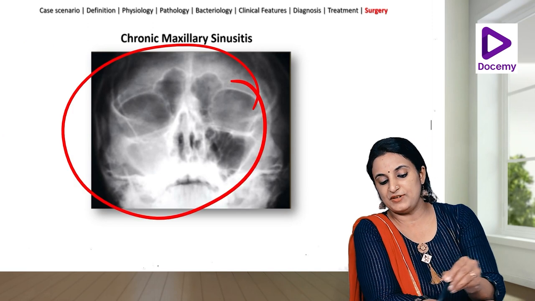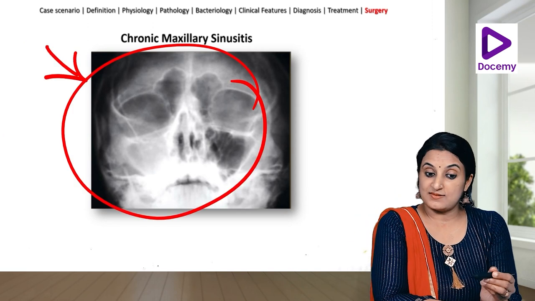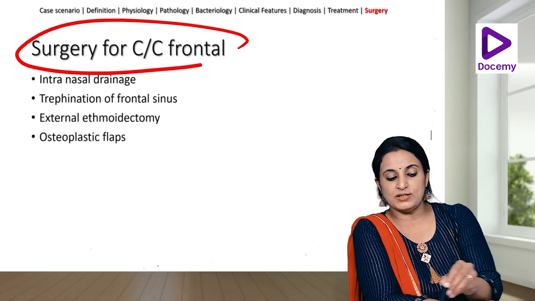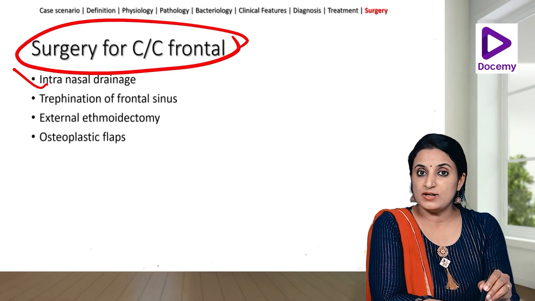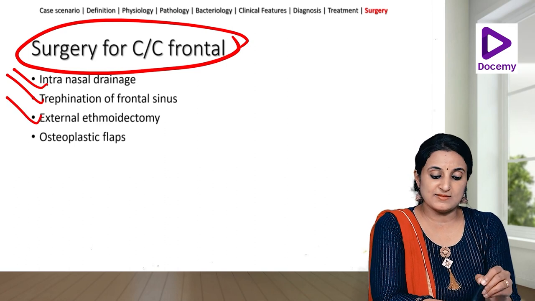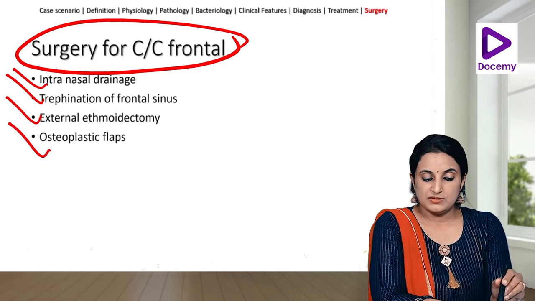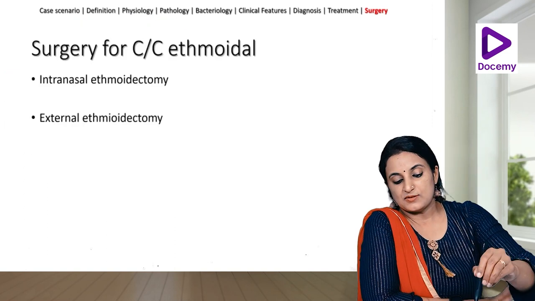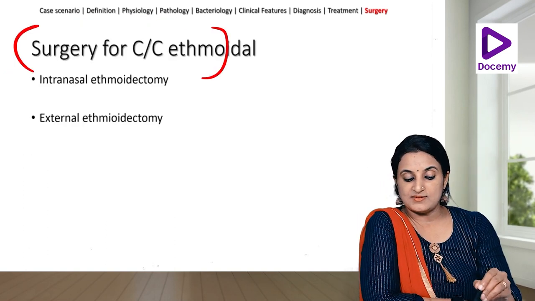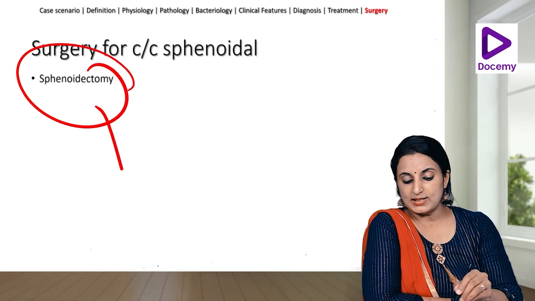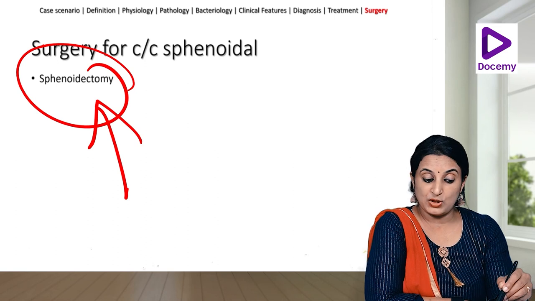This is a typical feature of what you see in an X-ray of the paranasal sinuses. Let's look at the surgery of chronic frontal sinusitis. You can do intranasal drainage, trephination of the frontal sinus, external ethmoidectomies, and osteoplastic flaps. This is the typical picture of a trephination of the frontal sinus. In the case of chronic ethmoidal sinusitis, you can do intranasal and external ethmoidectomies. Surgery for chronic sphenoidal sinusitis is usually sphenoidotomy.